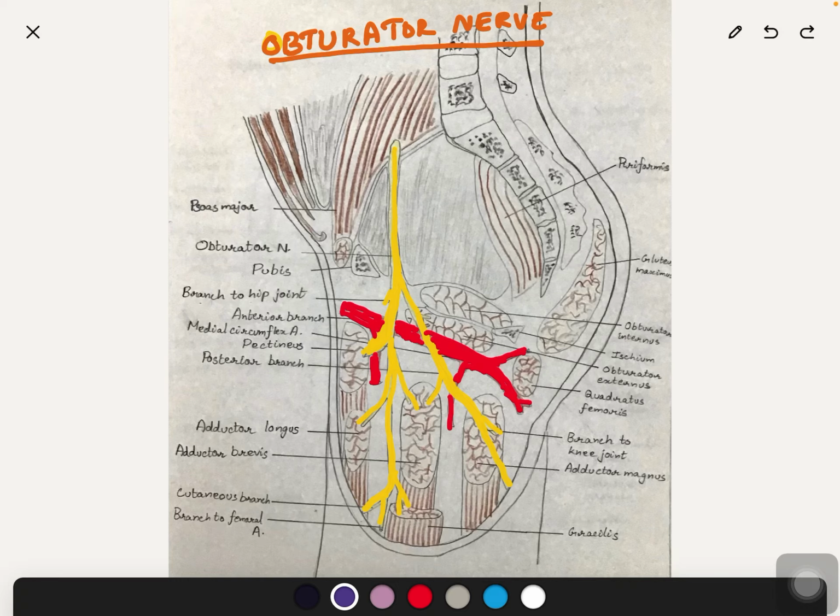Today's topic is the obturator nerve, an important nerve of the lower limb. We have done the femoral sheath, femoral artery, femoral triangle, and venous drainage of the lower limb in the lower limb classes.